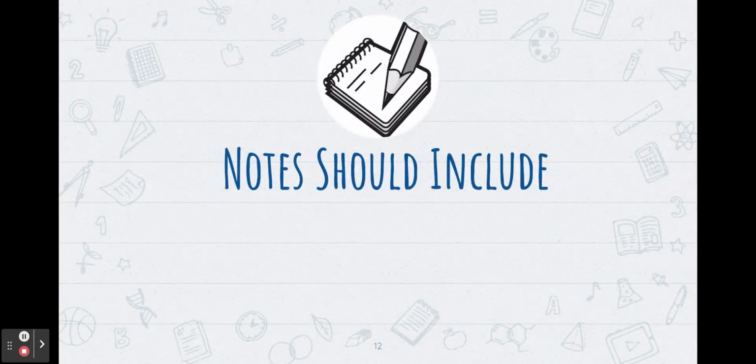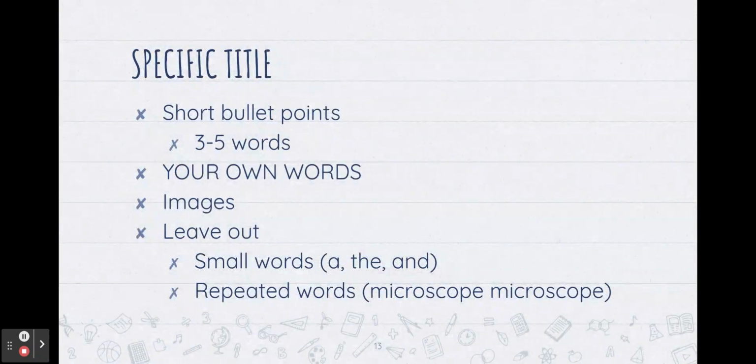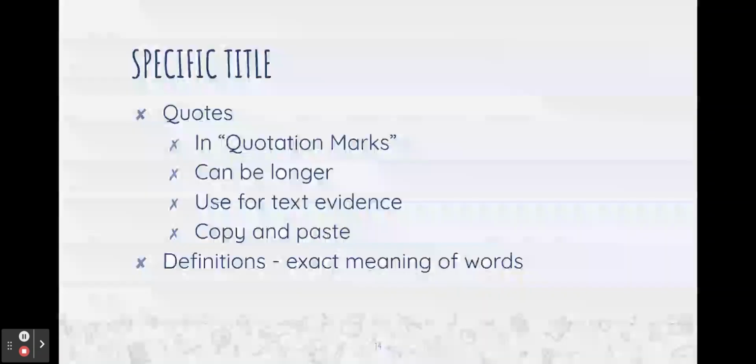Okay, either way you pick, notes should always include a specific title and short bullet points, 3 to 5 words. They should be your own words, not a copy and paste. Images are great. You should leave out small words, so no a, the, and you should stop repeated words. So if it says microscope, microscope, microscope, the microscope is the microscope, shorten it down to 1.